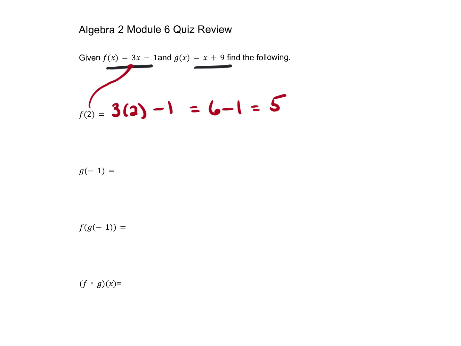Same thing for g of negative 1. So we're going to put the negative 1 in for x for g. So g of negative 1 is simply going to be negative 1 plus 9, which is 8.